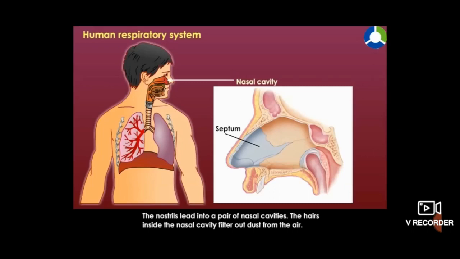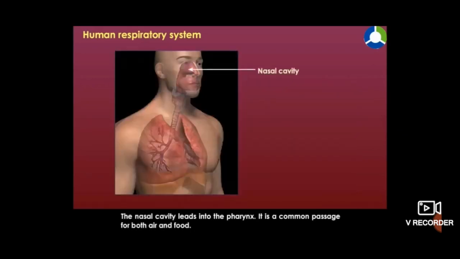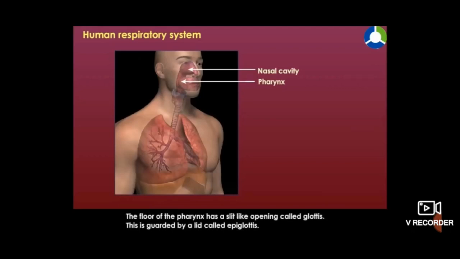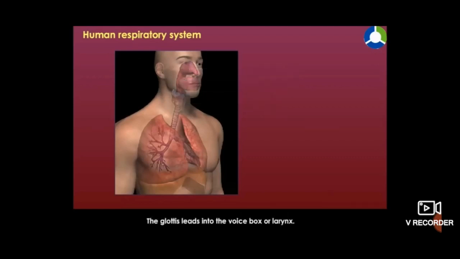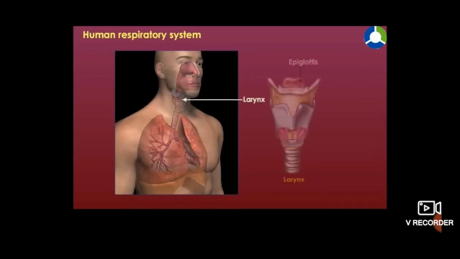The hairs inside the nasal cavity filter out dust from the air. The nasal cavity leads into the pharynx. It is a common passage for both air and food. The floor of the pharynx has a slit-like opening called glottis. This is guarded by a lid called epiglottis. The glottis leads into the voice box or larynx.